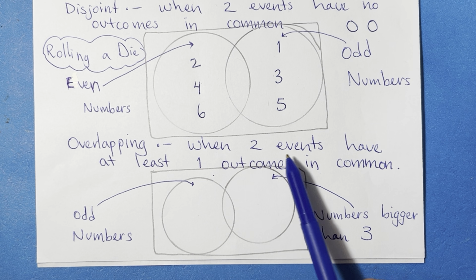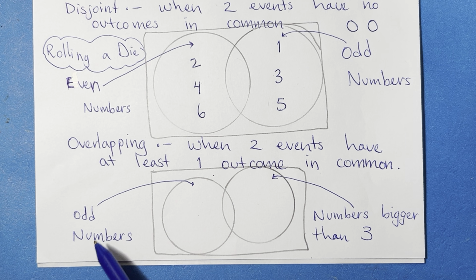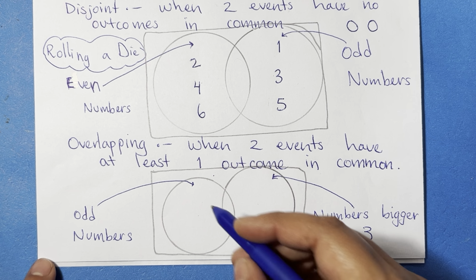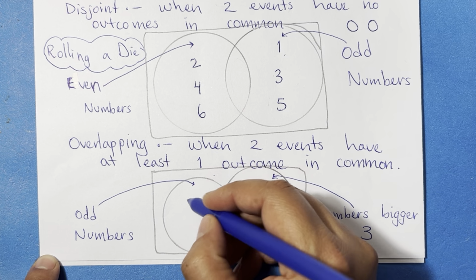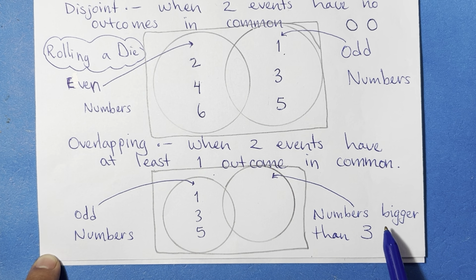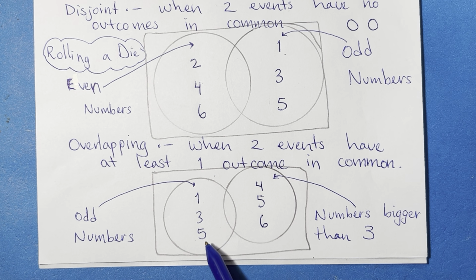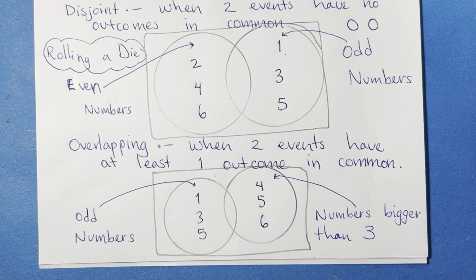Overlapping is when two events have at least one outcome in common. For example, odd numbers. Well, odd numbers, we said that it's 1, 3, 5. And then numbers bigger than 3. That does not include the 3, so 4, 5, 6. We can see that 5 repeats in both the odd numbers and numbers bigger than 3.